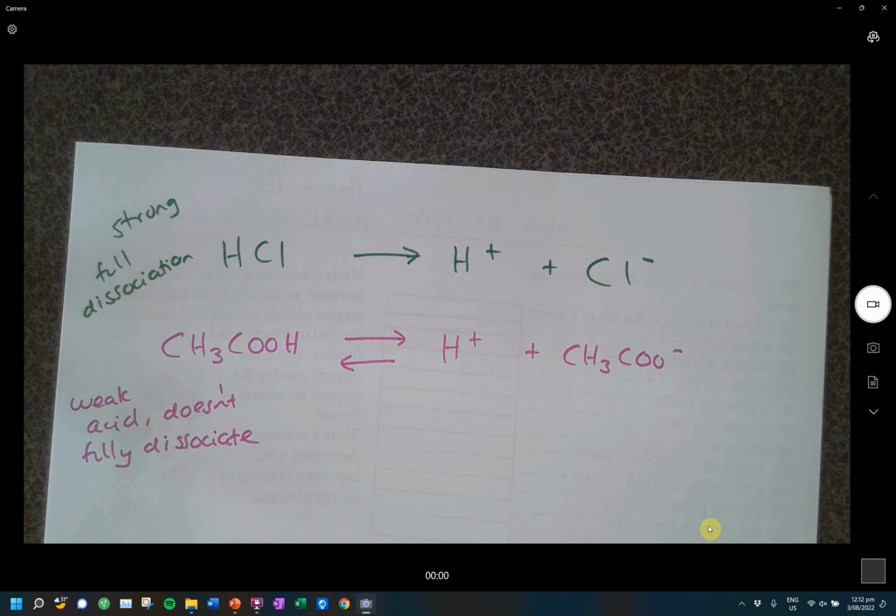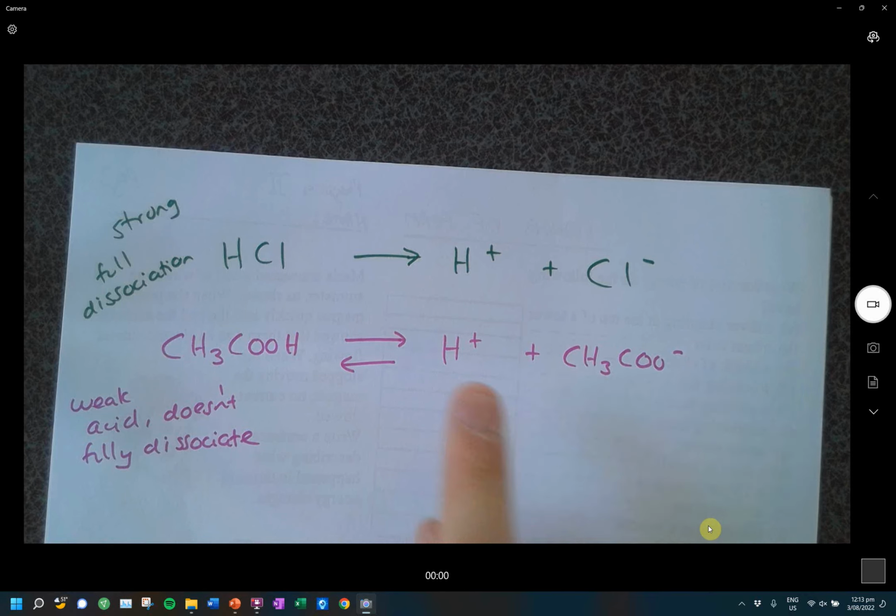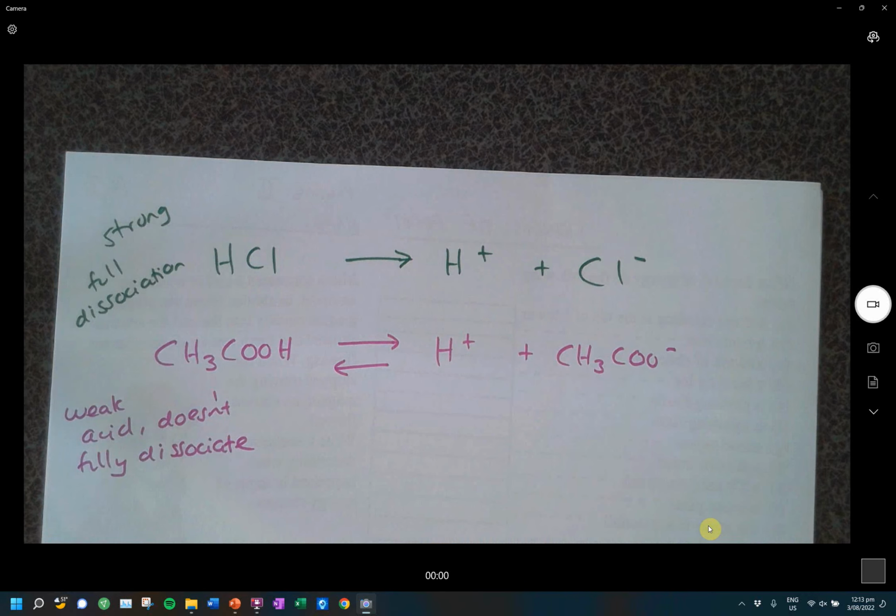And that's really important when we're thinking about acid strength and reaction, because if it doesn't dissociate, I don't have those hydrogen ions. And those hydrogen ions are what specifically is making something an acid. Are you okay with that so far?